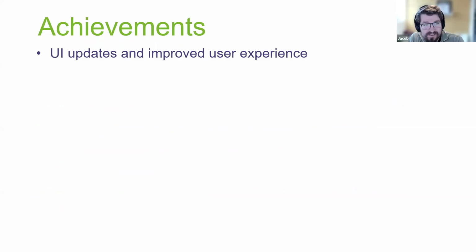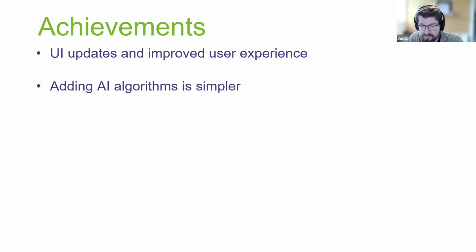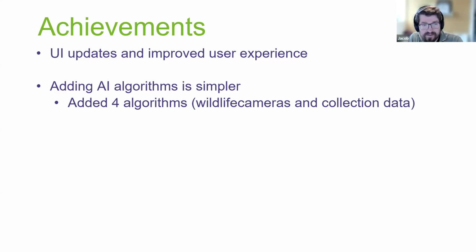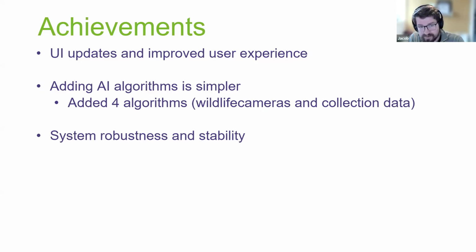So let's see some highlights. We did a lot of UI updates and are continuously improving the user experience because we're starting with a prototype, which is not always great for user experience, but it's getting better and better. It's now even easier to add algorithms, so it will become quicker to add more algorithms. We've recently added 4 for wildlife cameras and 2 algorithms for collection data. I'll get back on that on the next slide. A lot happened for the system robustness and stability, because as more people are using it, we are finding more bugs in the system, pun intended.